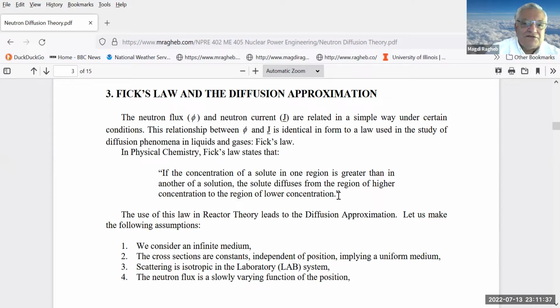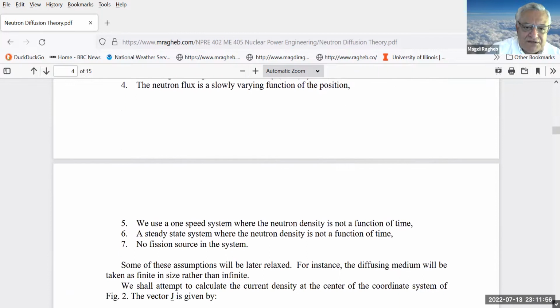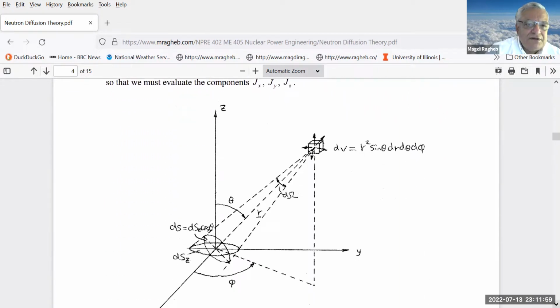So in that case, we talk about the gradient or the slope. Think about the gradient in a mountain range. If the gradient is very steep, it's hard to climb it, but it's also easier to come down the gradient. So you find that the neutrons can follow the gradient of the concentration in the reactor in general.